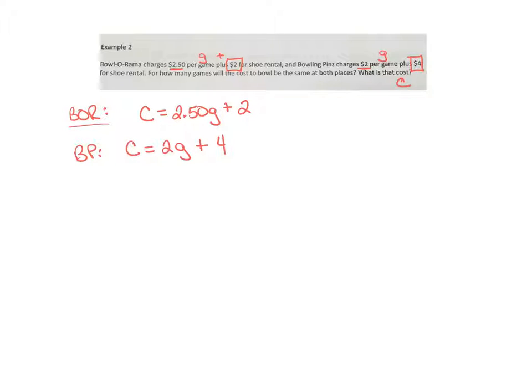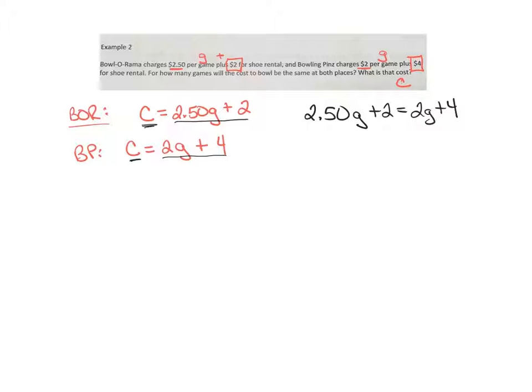Now, because we see that this expression is equal to C and this expression is equal to C, since they're equal to the same things, we can say they're equal to each other. So we could rewrite this in order to solve this as 2.50g plus 2 equals 2g plus 4.